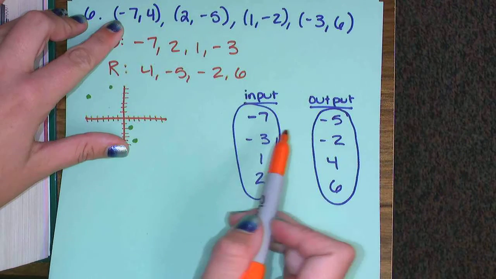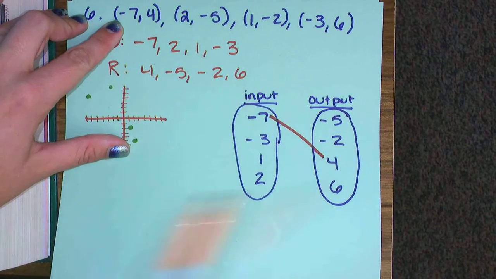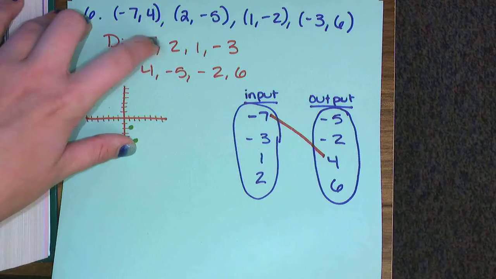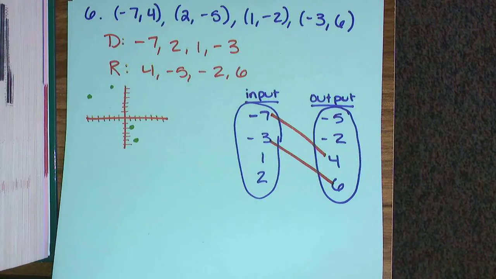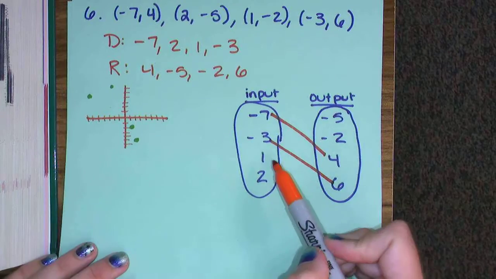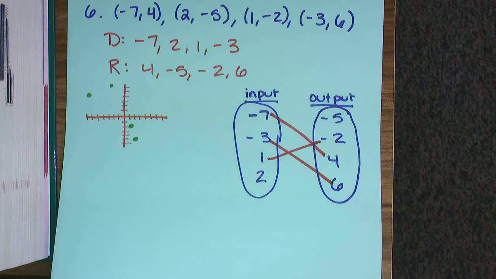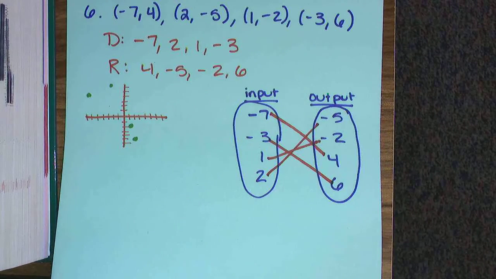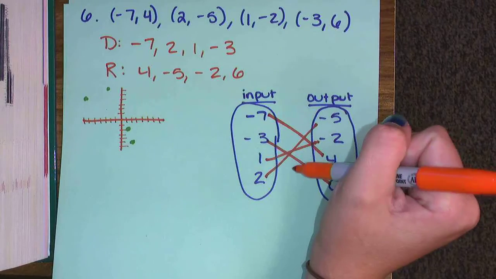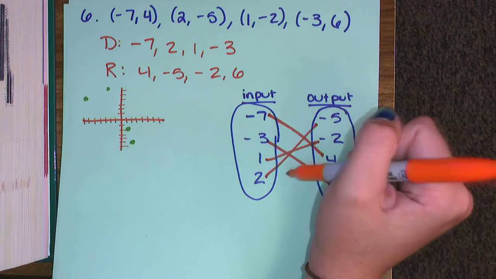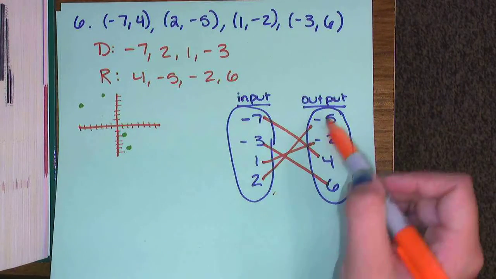So I had -7, 4. So -7 to 4 gets a line. Let's see, -3 to 6. 1 to -2. And 2 to -5. Yep, you would just write it once. If you had the 2 -5s, you would just write it once, and then let's say -3 went to -5 and 2 went to -5, then both of them would be drawn there.